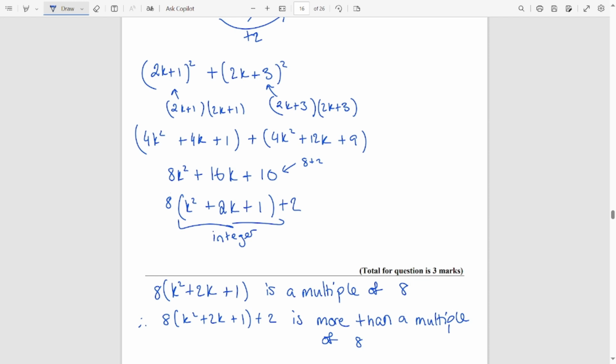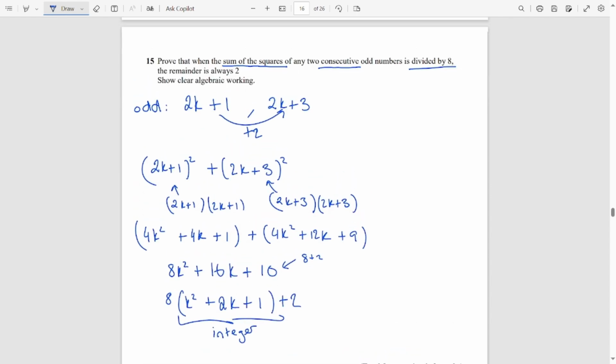There's usually a few different ways you can word this, and they're usually kind of generous. But you really want to make sure that their conclusion here, either you've said that it's 2 more than a multiple of 8, or the remainder is always 2. You kind of want to repeat the question at the bottom.